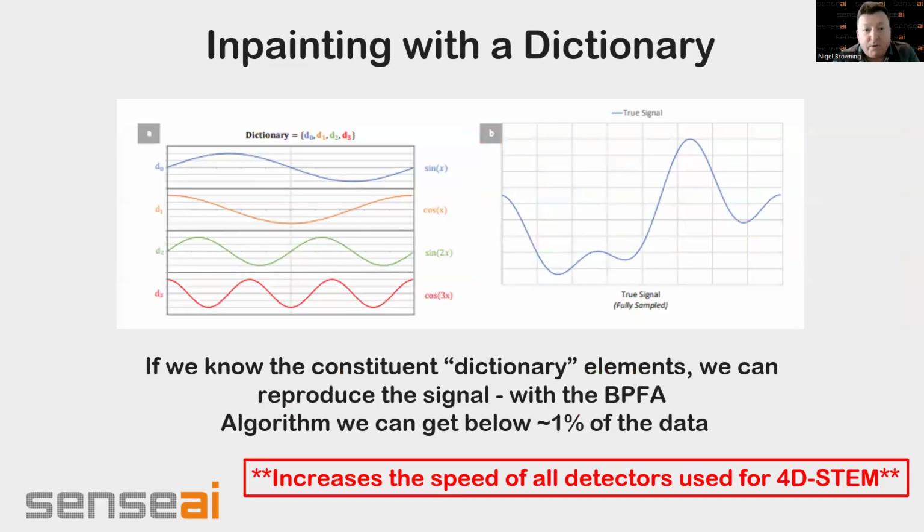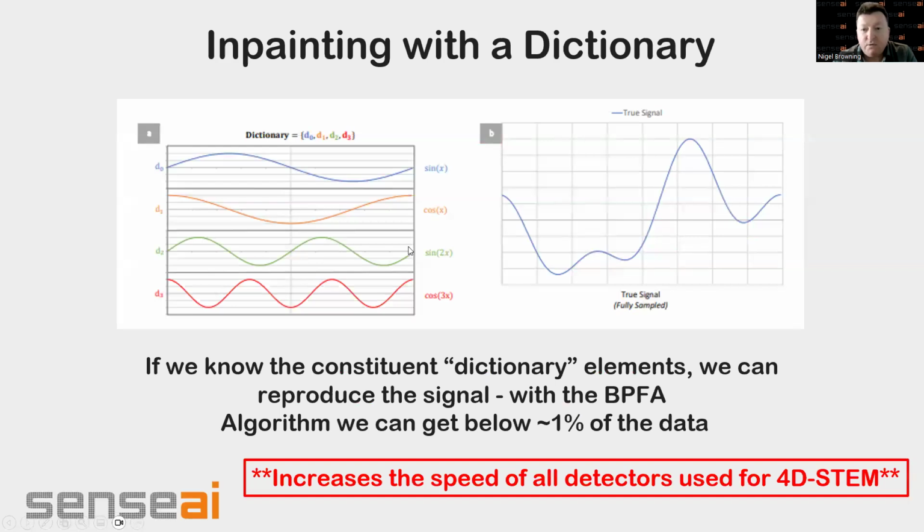As an example of the way we do the in-painting, we use something called dictionary learning. Here is a little signal to show you how the whole thing works. We have this complex signal on the right-hand side, and we know that it is made up of sine and cosine functions. In terms of dictionary learning, these sine and cosine functions are our dictionary elements, and we know we have to have these dictionary elements making up that signal.